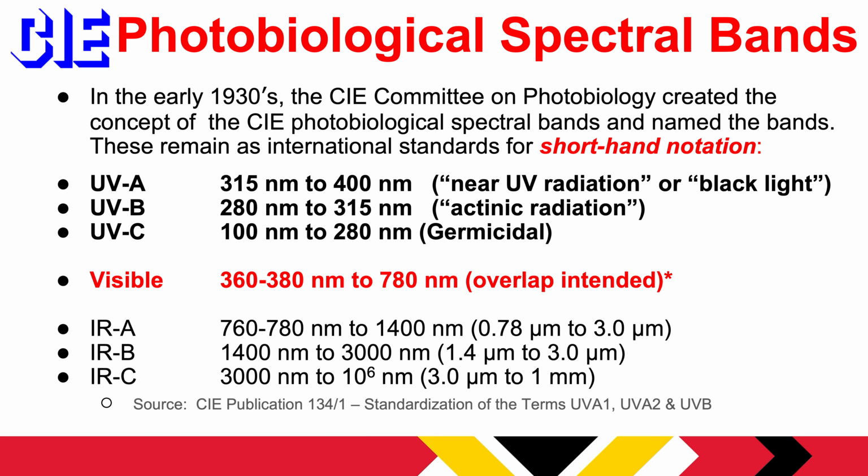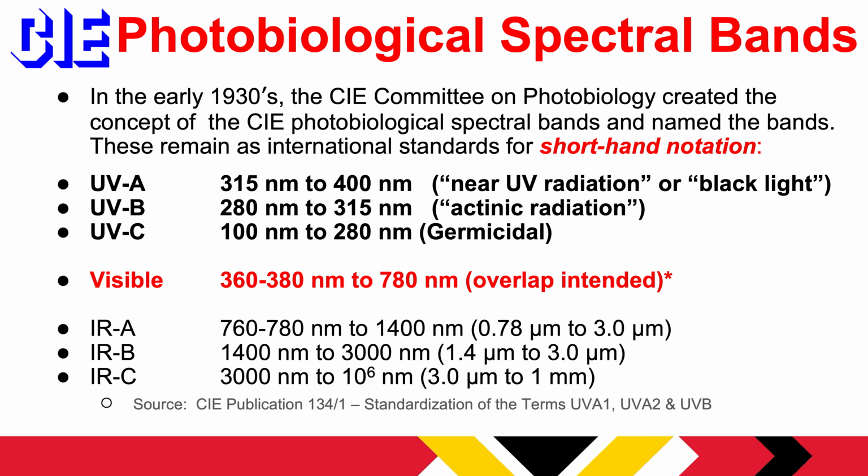UVB is the really dangerous radiant energy. It has higher photon energy than UVA, more energetic. Its spectral band runs from 280 nanometers to 315 nanometers, and this is often referred to as actinic radiation. It's highly photobiologically active and has been cited as the principal cause of skin cancer from sunlight.